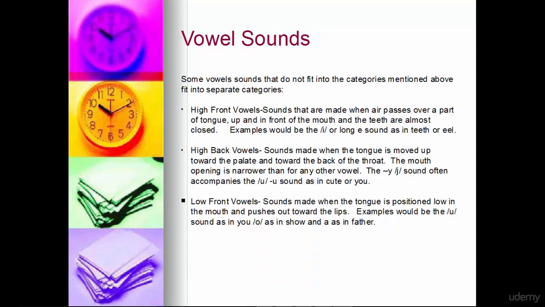There are vowel sounds that do not fit into the categories mentioned earlier. The high front vowels are when the air passes over part of the tongue up and in front of the mouth, and the teeth are almost closed. It would be like the E sound. The high back vowels are made when the tongue's moved up towards the palate and towards the back of the throat, and the mouth is narrow, as in cute or U. The low front vowels are made when the tongue is positioned in the mouth and pushes out towards the lips. It would be the U sound as in you, O as in show, or A as in father.